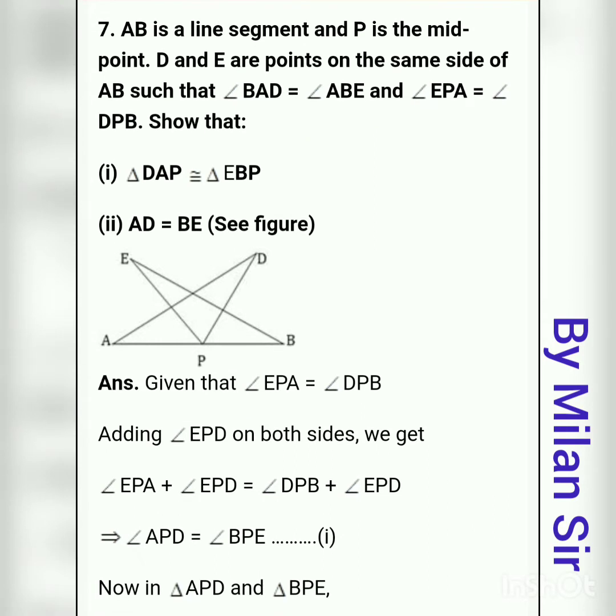Now what are the given things for us? P is the midpoint, so definitely both these parts are equal. AP is equal to PB, because P is the midpoint of AB, so it divides AB into two equal parts. Other thing, angle BAD and angle ABE, these two angles are the same. Other than that, angle EPA and angle DPB are the same.